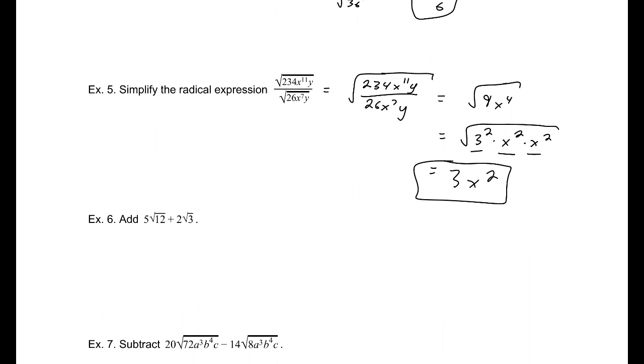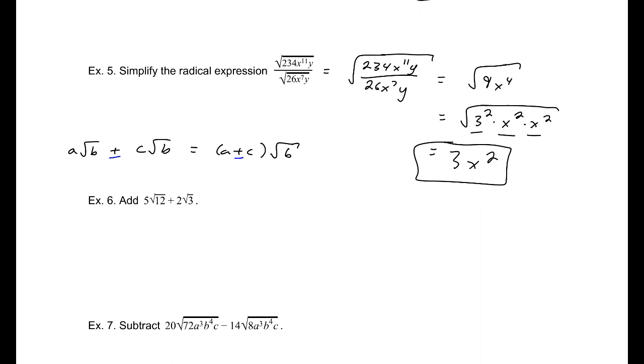Example 6, add these two radicals. So what we're going to do is, if we have two things, I'm going to go ahead and write a rule here. If we have a square root of b plus c square root of b, if they have the same radical, or the same radicand in those radicals, then we can add the two of those coefficients together. That also works with subtraction. All right, so we can also do that with subtraction. So what we'll do is we'll simplify both of these and then see if they have the same radicand and the same radicals, and then we might be able to combine those.